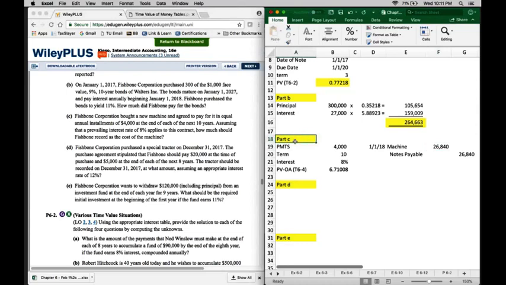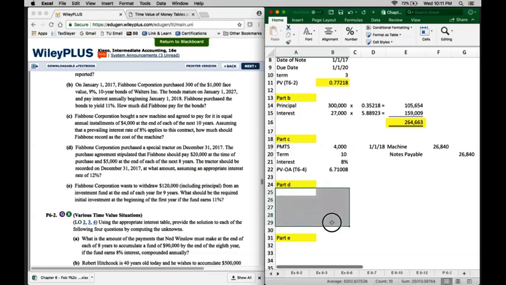So this is different from Part C in that there are two payments. Here it was only a series of cash flows. Here it's going to be an upfront price and a series of cash flows. So essentially, we'll be doing the same thing as we did over here.